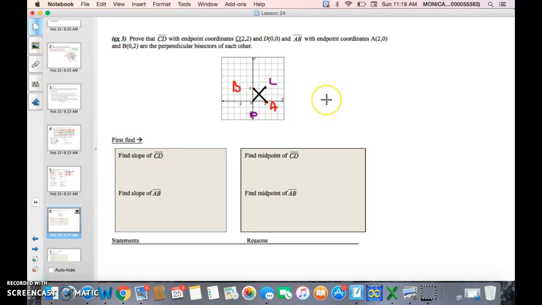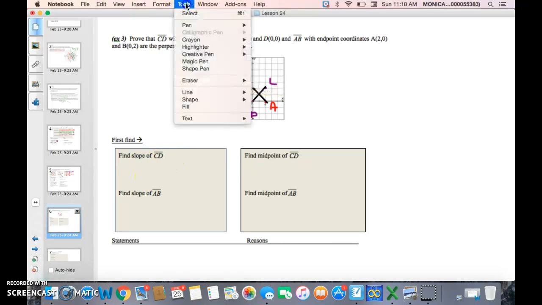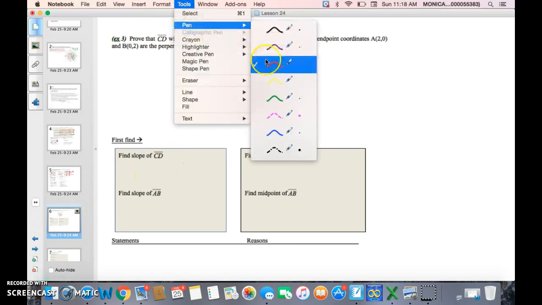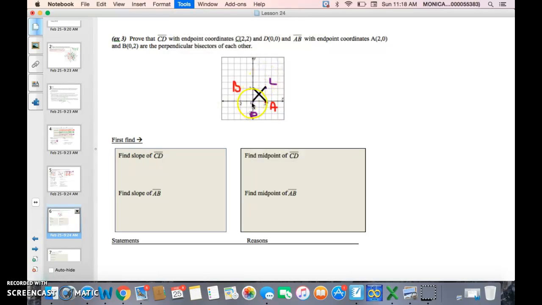All right, so now I want to prove that those are perpendicular bisectors. First thing I do is look at CD and see what the slope is. Again, slope is rise over run. Though it says to go from C to D, you always read a line from left to right, so I know that's a positive slope. It's up 2 over 2, so 2 over 2 simplifies to 1.